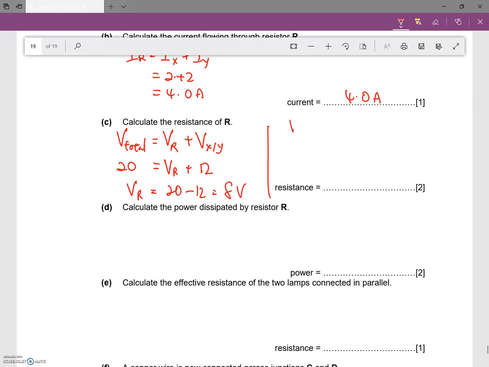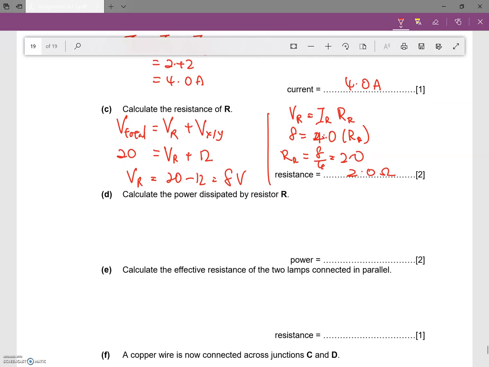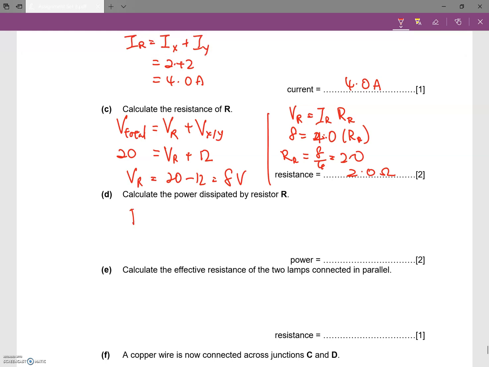Now that's the voltage across R, but I need to find the resistance. So the voltage across R equals the current across R multiplied by the resistance of R. So 8 equals 4.0 times the resistance of R. So the resistance of R equals 8 over 4. What I'm going to get is 2.0 ohm. Now, they ask to calculate the power dissipated by resistor R. So power equals IV. I know the current is 4. I know the voltage is 8. So it will be 32 watts.